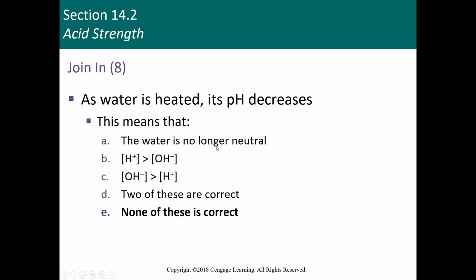So anyways, the water, yes, it's still neutral. Doesn't matter that it was heated. It doesn't matter that the pH decreased. It's still neutral. It didn't tell you that it had an acid or base. It's just the water being heated. The H plus isn't changing versus the OH minus. They're still the same. And so these two don't make any sense. And it can't be any of those, so it has to be none of them.